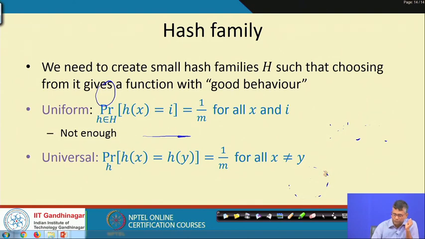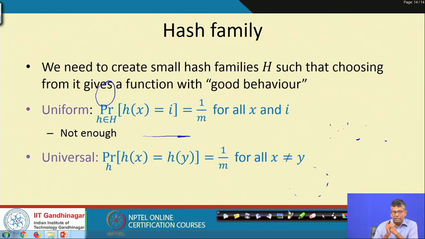What is universal? The definition of a universal hash function says that given any two elements x and y that are not equal to each other, what is the chance that h maps both of them into the same position of the array? If you take a minute and think about it, if we were choosing h uniformly at random among all possible hash functions, this chance is exactly 1 by m. So, therefore, let us just take that value.